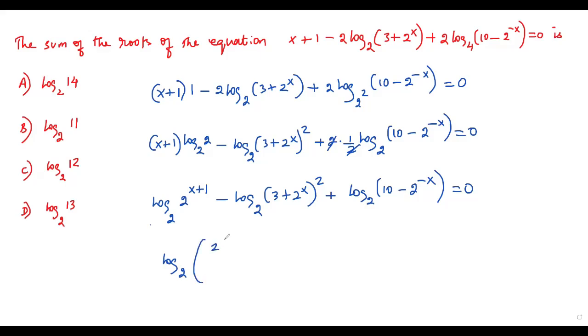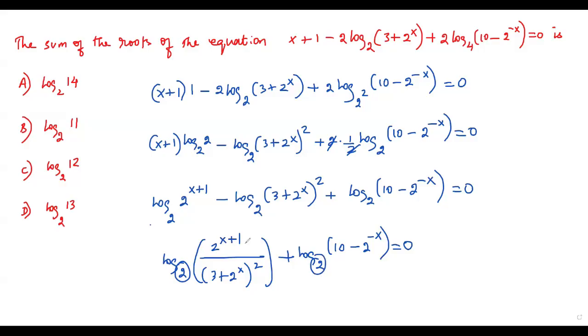Then I'm getting (2^(x+1) / (3 + 2^x))^2 + log base 2 of (10 − 2^(−x)) = 0. Here we have addition of 2 logarithms with the same base. Whenever we have addition of 2 logarithms with the same base, we can write logarithm once with whatever base we have for the 2 logarithms, and we have to multiply the arguments.